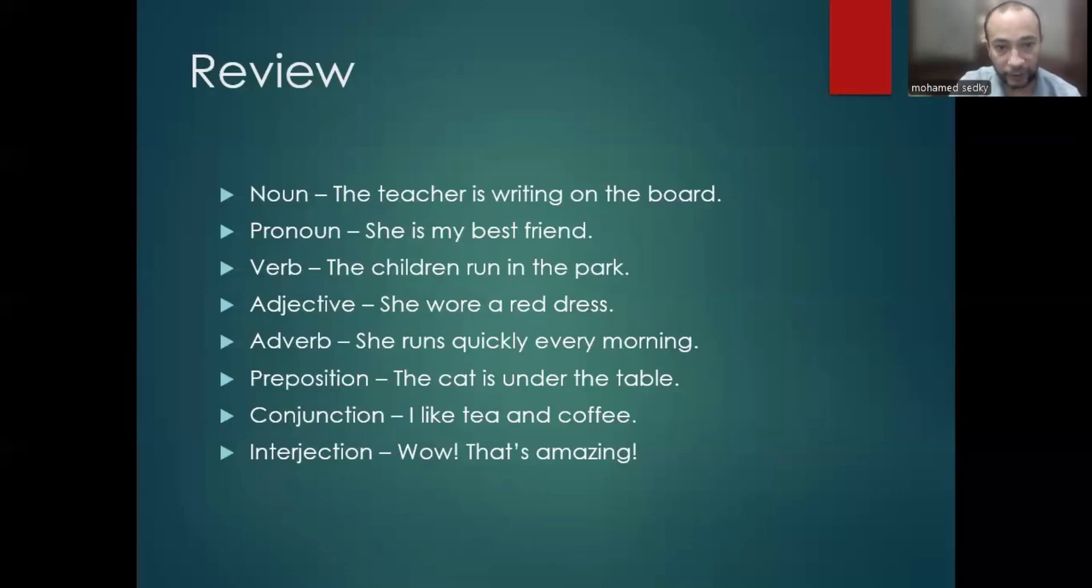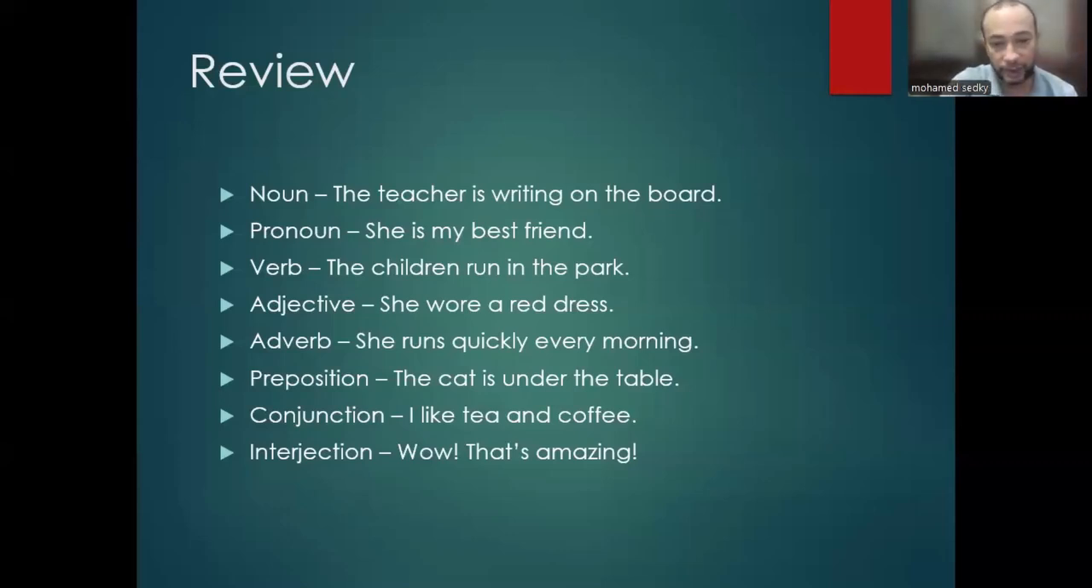Verb, the children run in the park, that's an action verb, the word run. Adjective, she wore a red dress. The word red is describing how the dress was. So it's modifying or describing a noun. The adverb describes how the verb took place. So the word quickly here is used to express how she was running.